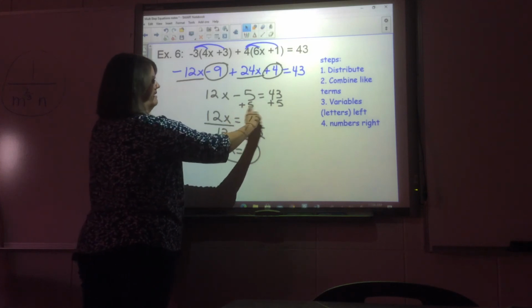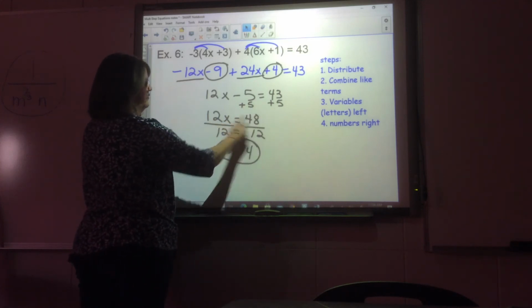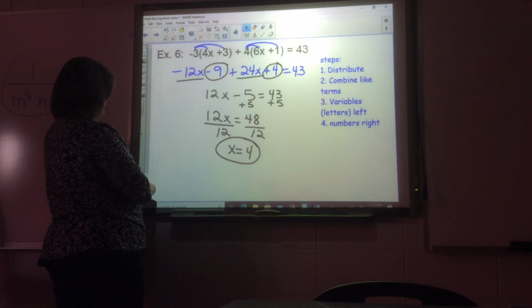Now you want to add 5 to both sides. 12x equals 48. Divide by 12 and x is 4.